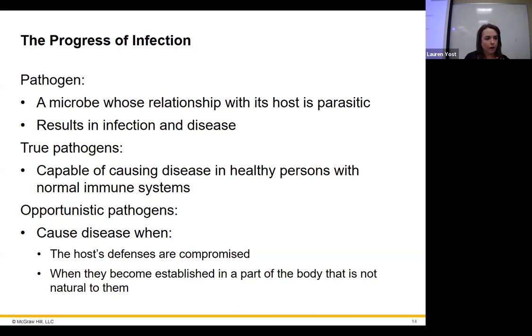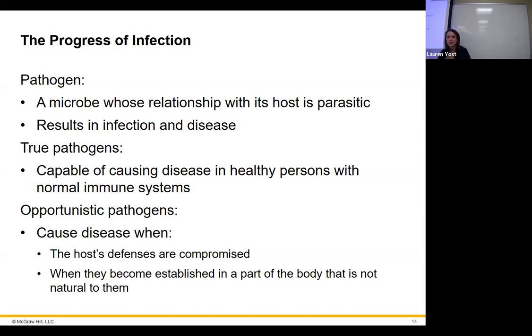So how does this go? You have your pathogen that can cause the disease. We have true pathogens, that's what they do. They can cause disease even in healthy people. Okay. Then we have other pathogens. They can be pathogens in the right circumstance, like the E. coli, right? When it moved to that new area.